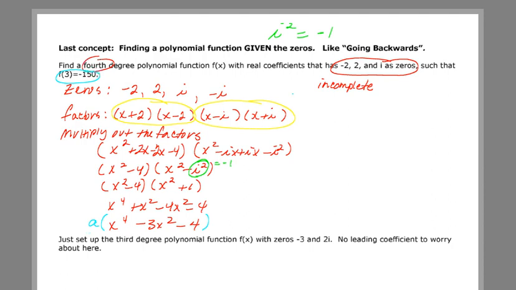All that means is, and I'm going to do it over here, we're going to set that function equal to negative 150. We're going to find a, and what we'll do is plug in the 3. This is saying if you plug in a 3 everywhere x is, the answer should be negative 150. So I'm going to plug in a 3 everywhere I have an x to allow me to solve for the coefficient a that's in front. So I'll have 3 to the 4th minus 3 times 3 squared minus 4.